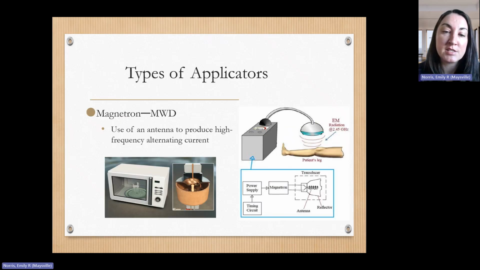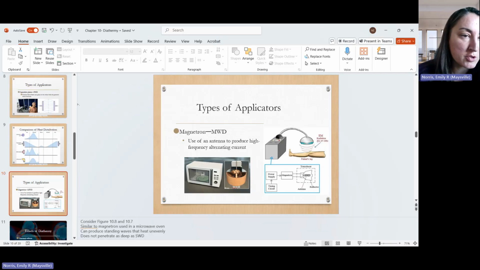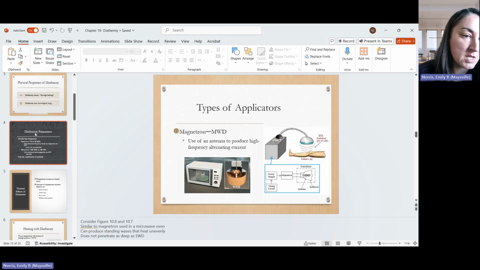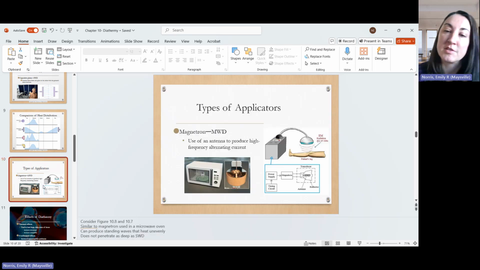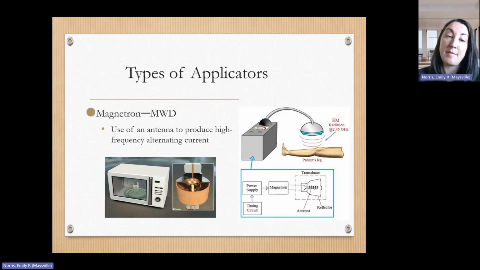The magnetron is the one that does a micro, so all the others were shortwave diathermy, and this one is the microwave diathermy. Although I knew that, it just feels wrong to say microwave because we're used to microwave, which uses the same type of magnetron that this machine uses. So it uses an antenna to produce high frequency alternating currents that produce heat. So again, a magnetron is the same type of thing that's used in a microwave oven, and it's the same that's used with this microwave diathermy machine.